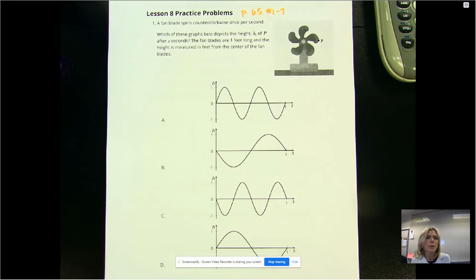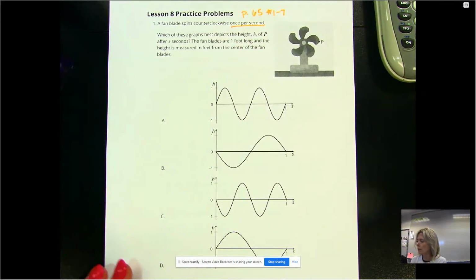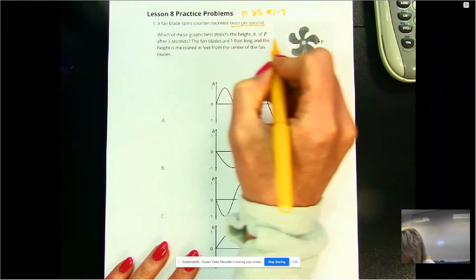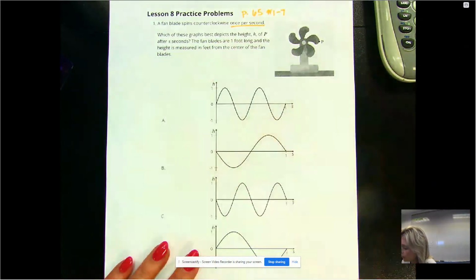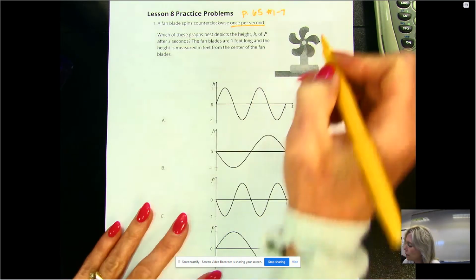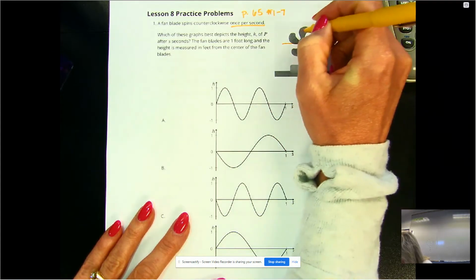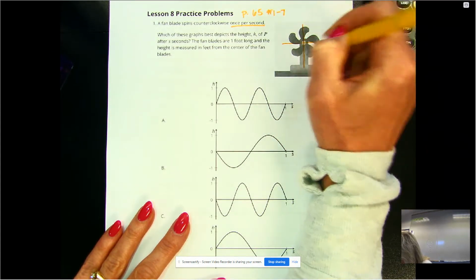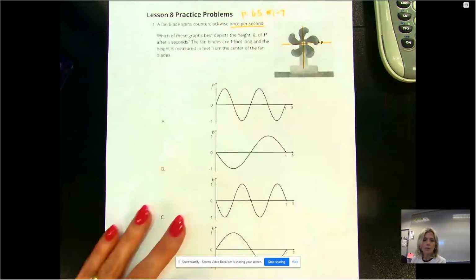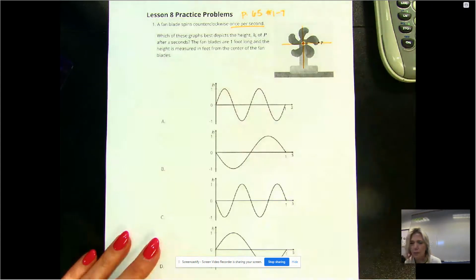So, a fan blade spins counterclockwise once per second. So, one full rotation each second on this fan. Going counterclockwise, the blades of the fan are 1 foot long and the height is measured in feet from the center of the fan. So I'm going to go ahead and just draw an x-axis and a y-axis. And the height is measured in feet from the center, so in feet from here.